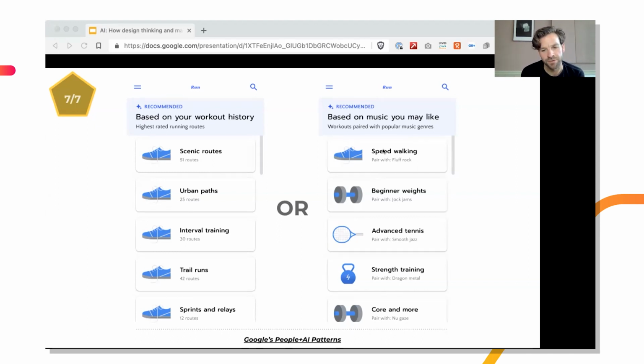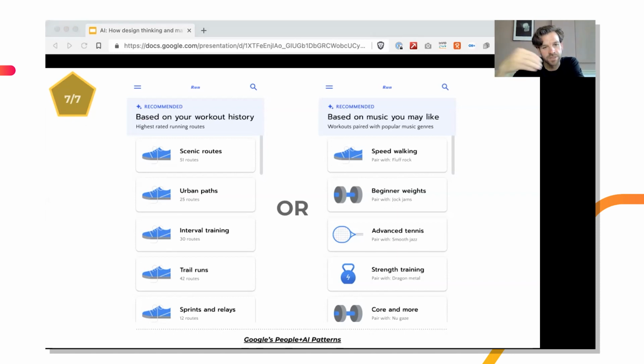So who says the right one would be a really neat feature of AI for when you do workouts? Then put right in the chat, and if you say left, then put in left. So let me guess. Right, I've got one. Adrian would say, well, based on music you like, workouts paired with popular music genres, speed walking, beginner weights, advanced tennis with jazz, core and more with new age. Left, Patricia says left, and it's based on your workout history, scenic routes, urban paths, interval training, sprints and relays.